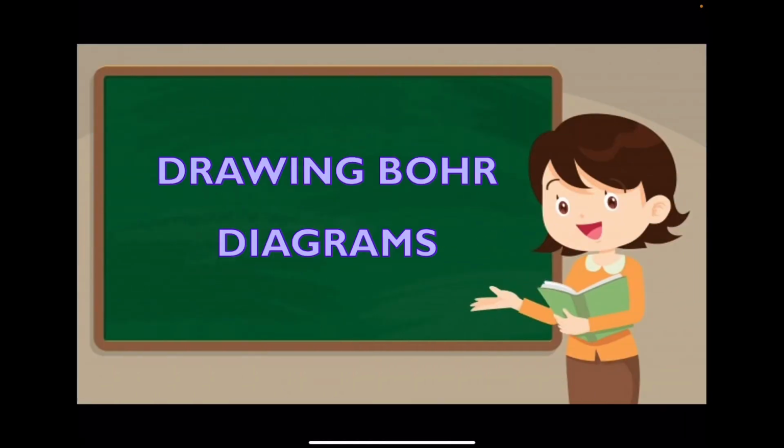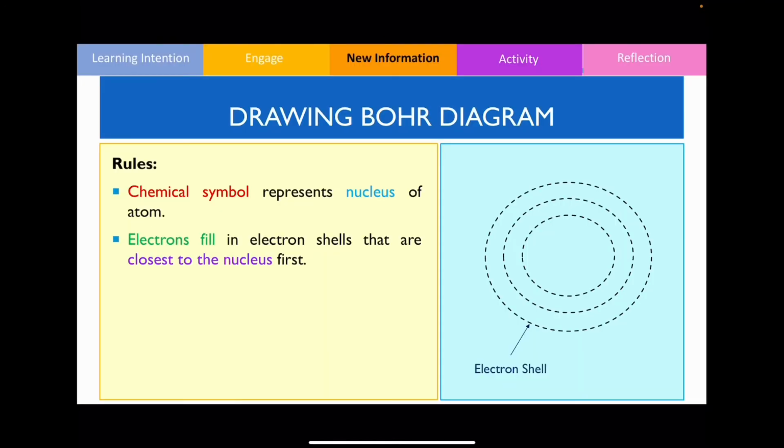We're now going to look at how we draw and illustrate the atomic structure of an element. The Bohr diagram is essentially a way for us to represent atoms, and there are a few rules that we need to understand. The first rule says chemical symbols should always represent the nucleus of an atom. So you put that at the center as shown over here.